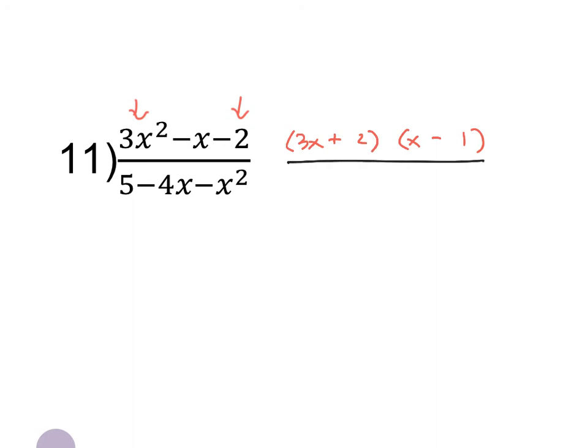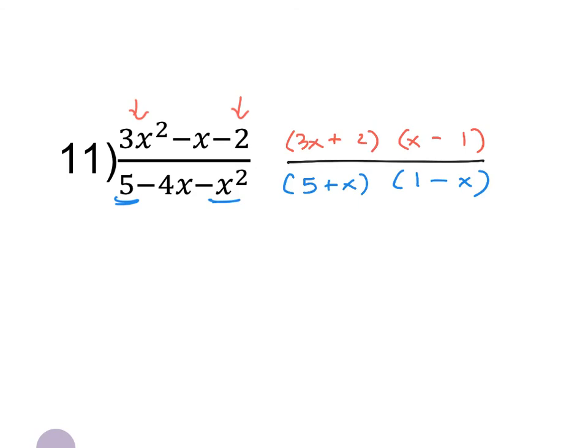For this one, I can do the same thing, because there's only one way to get a 5. It's 1 times 5. And only one way to get an x squared, it's x times x. So I'll put a 5 plus x and a 1 minus x. The signs have to be different.